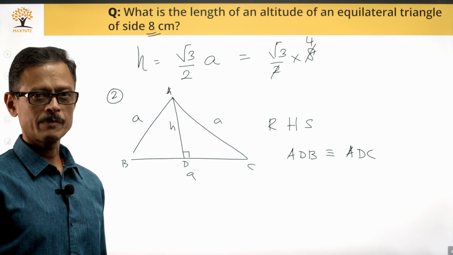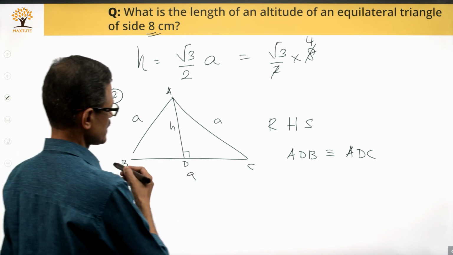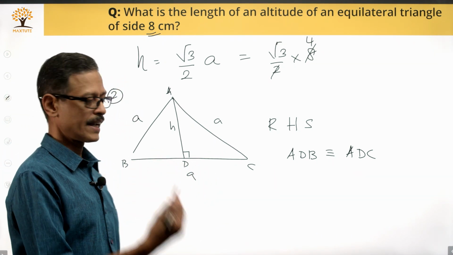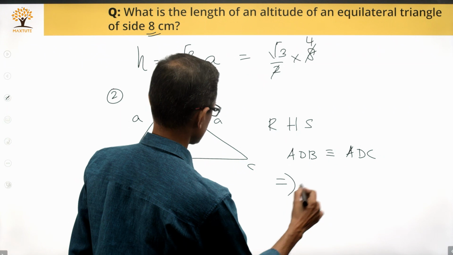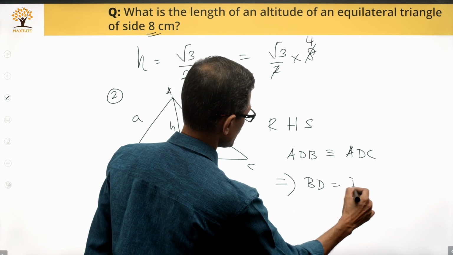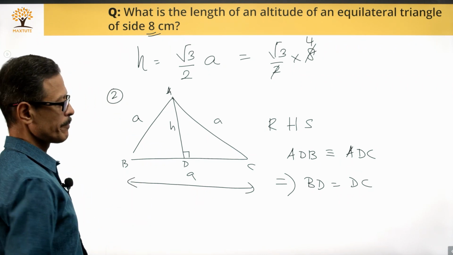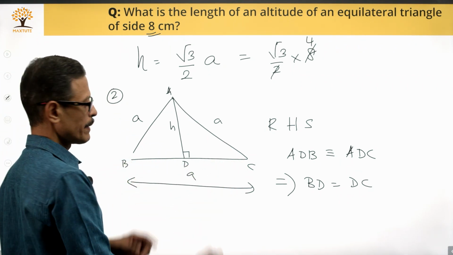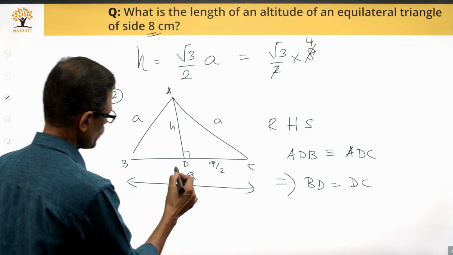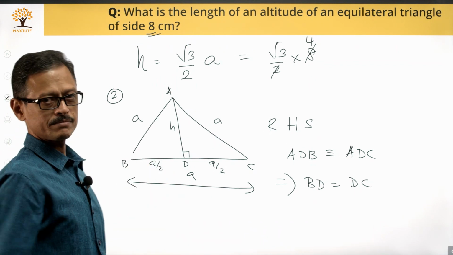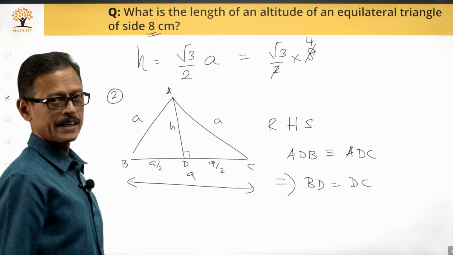Congruence has been established. If congruence is established, then essentially corresponding parts of congruent triangles will be equal, translating to the fact that BD will be equal to DC. This entire length BC is equal to A. If these two are equal parts, then DC will be A by 2 and BD will be A by 2. What do we have to find out? We need to find out H.